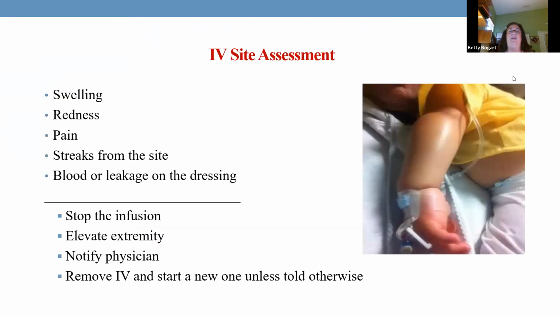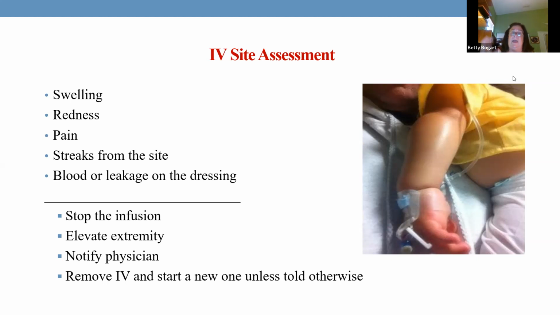Combined in there, and that can help with pain. So you have an IV. It's very important to assess it every hour. I mean, if you look at that kid's arm, that forearm is really swollen, but maybe that's the fat roll.